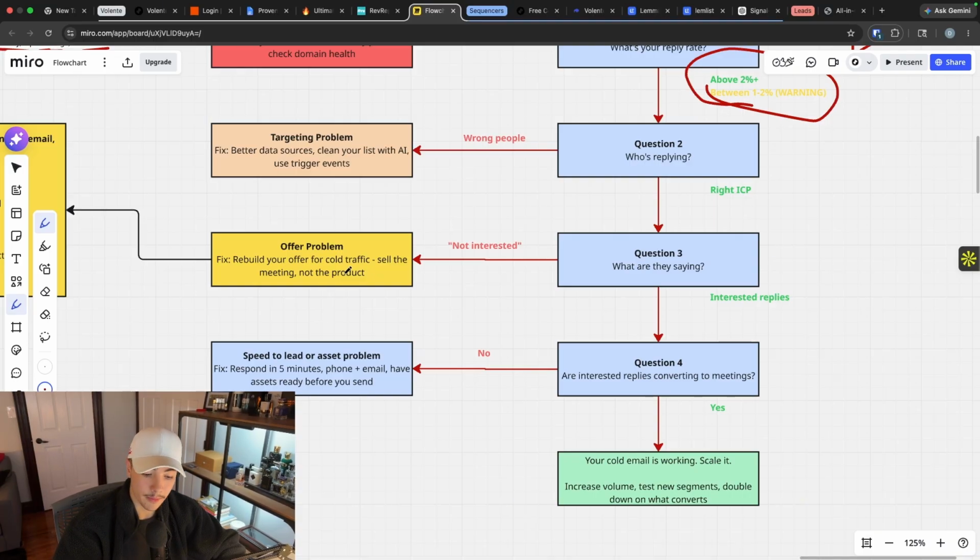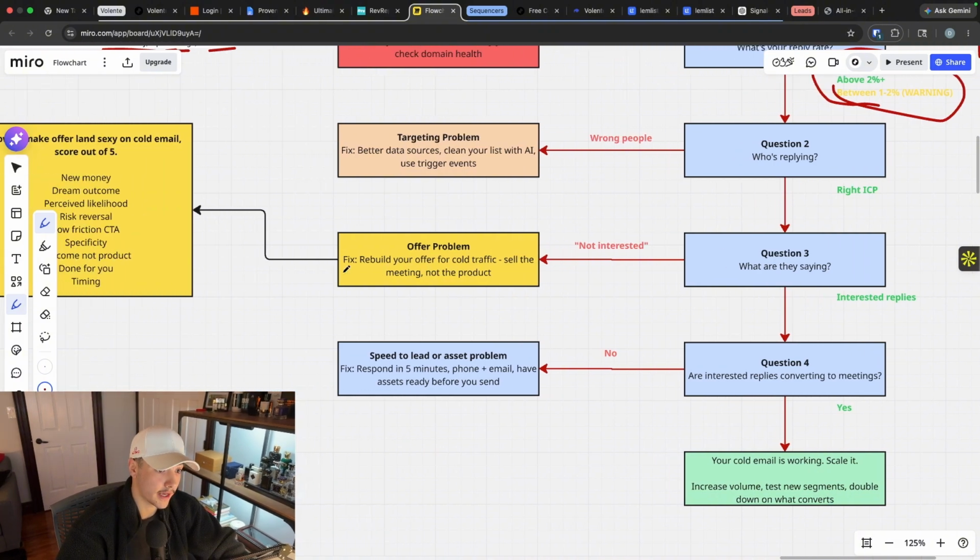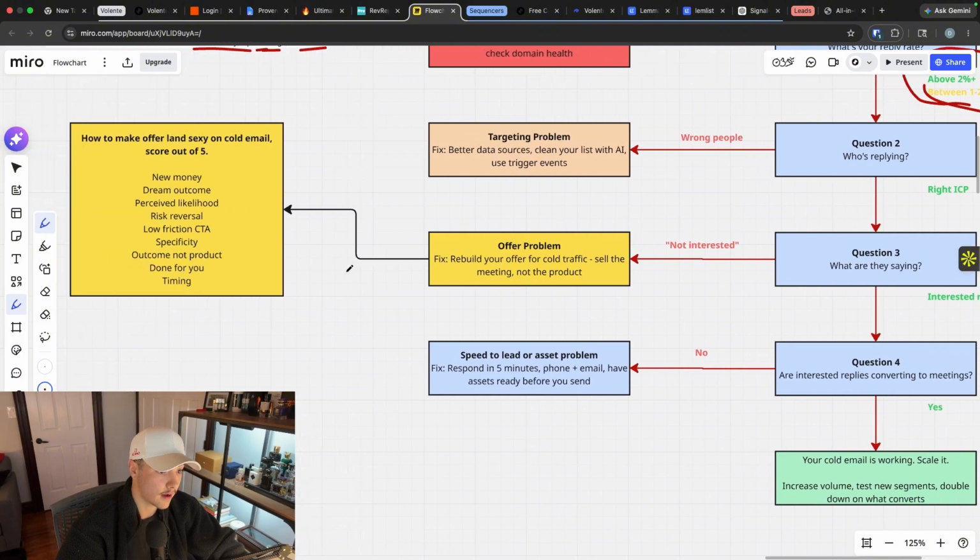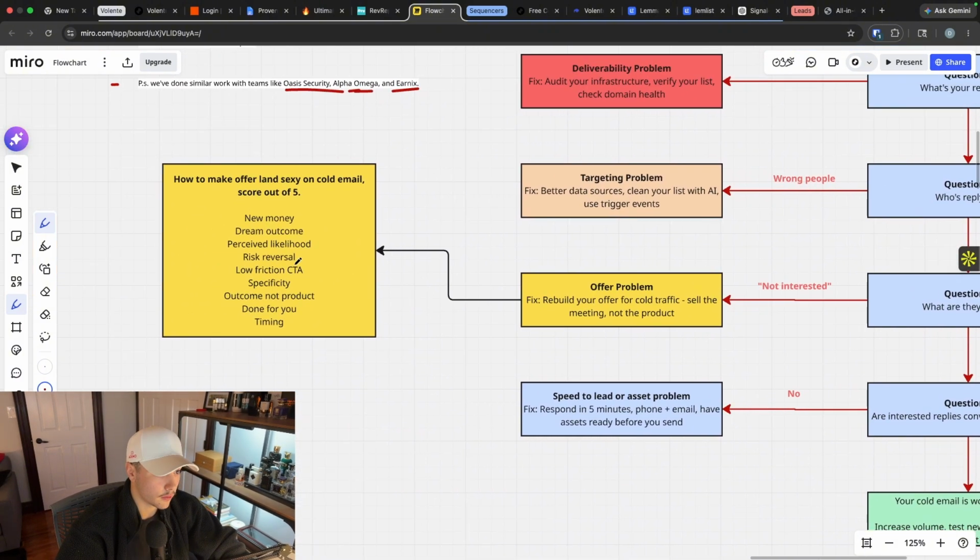Something a lot of people get twisted is they're like, oh, I need all the personalization in the world. I need this, I need that. And they go crazy with AI and Clay, but you don't really need that if your offer is good enough. You don't need any personalization if you have a banging offer. And a way to make your offers hit hard are these principles right here. So your offer should include all of these things. It should include new money. What is the dream outcome? What is the perceived likelihood?